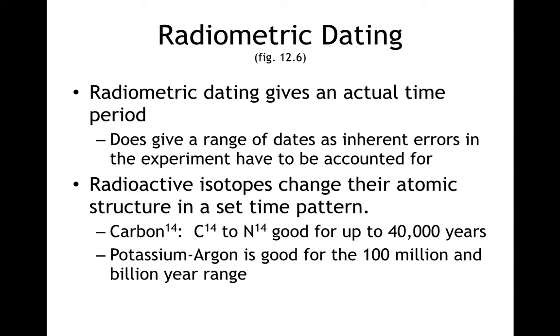If you want to go further back, there are other elements, such as potassium and argon. Some versions of potassium will convert to argon. But these work better for the 100 million year and billion year range is what they work best for. There's a version of uranium that changes to lead over time. That's also in the billion year range. It's uranium to lead, which led us to the actual age of the Earth itself. So this gives you an actual date with an error range, mind you, but the error range is highly accurate, and the elements themselves are very good for determining dates.